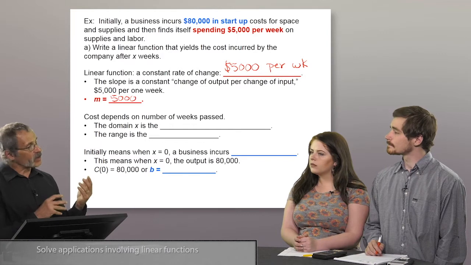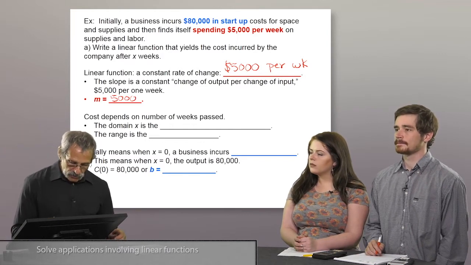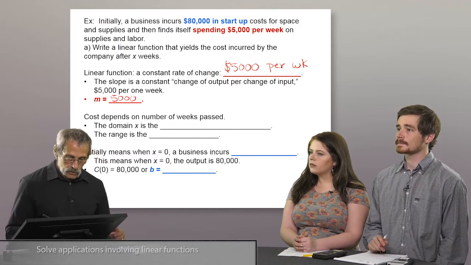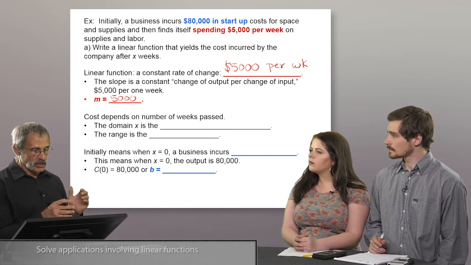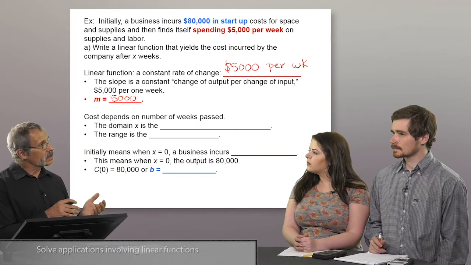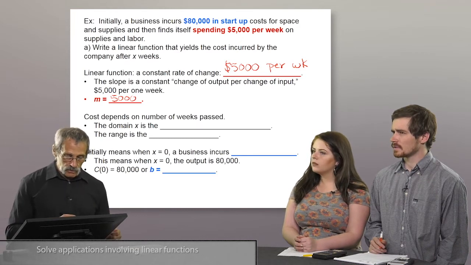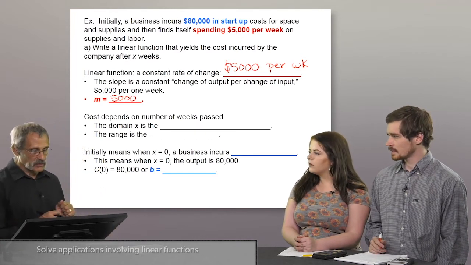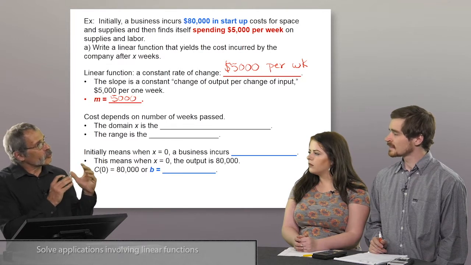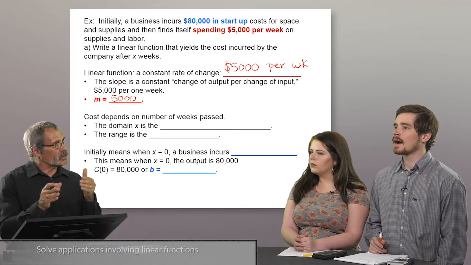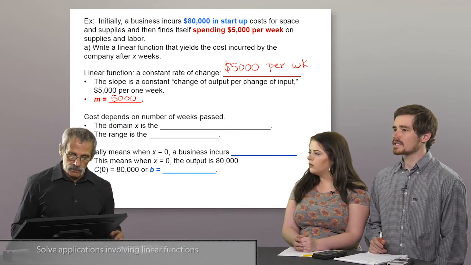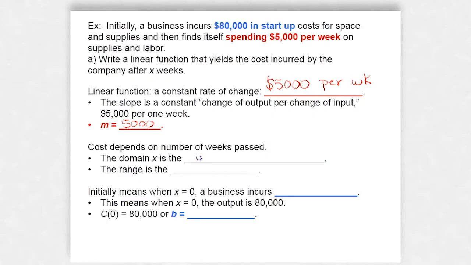Now, domain and range. The cost itself depends on the number of weeks passed. So think about domain and range. What would the domain be? Would it be from 0 to infinity? I didn't ask that question very well. What is the actual real-world meaning of domain here? What is it measuring in this problem? Oh, just weeks passed. Very good. Okay, so it's the number of weeks.